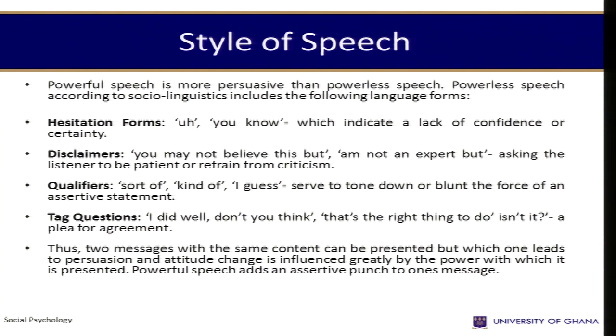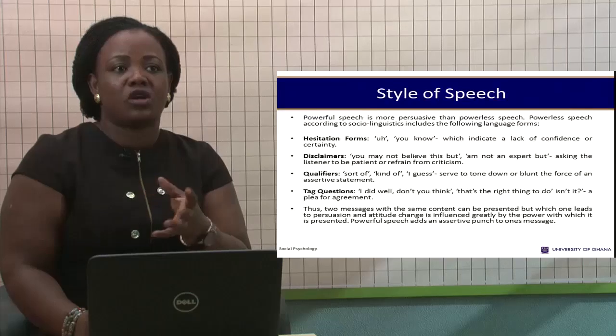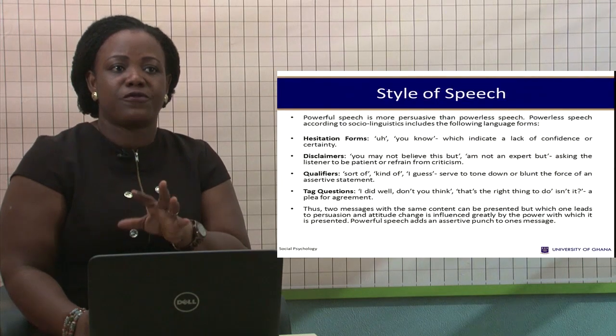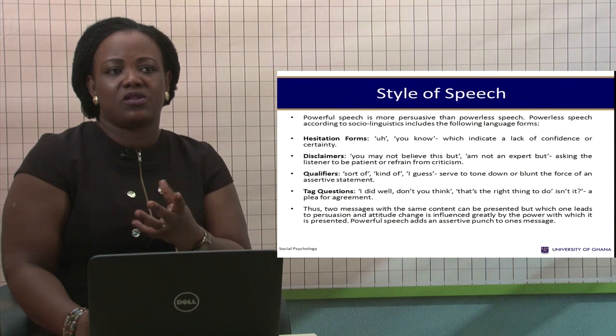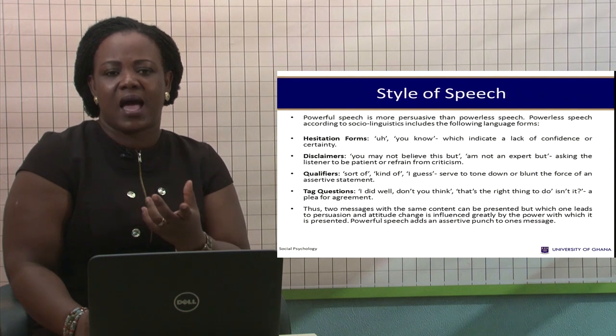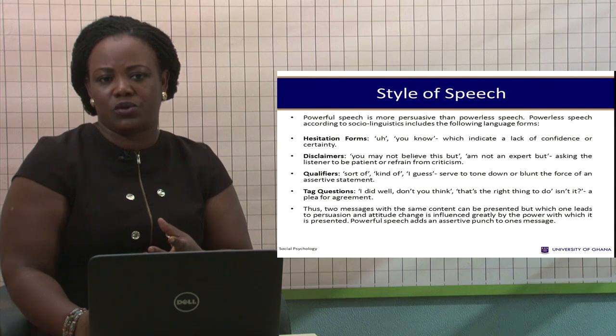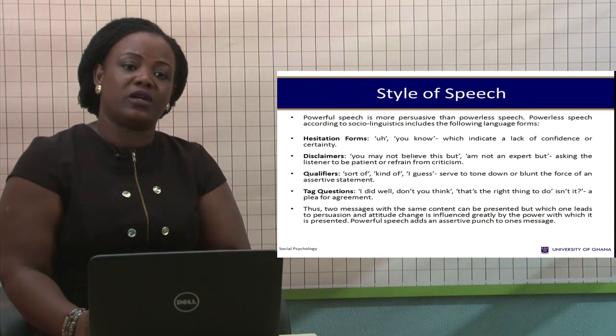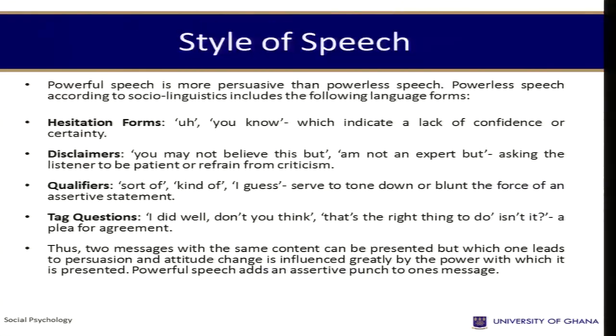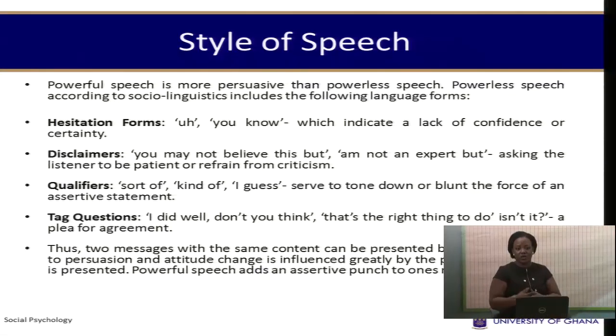The style of your speech. We say that you can be persuasive when your speech is powerful. So a persuasive speech should not have hesitation forms. When you are talking and you are using hesitation forms, it suggests that you are not sure. You should also avoid the use of disclaimers. Oh, you may not believe this. Oh, I'm not an expert, but then you are telling the person that I shouldn't believe what you are telling me to work with it.